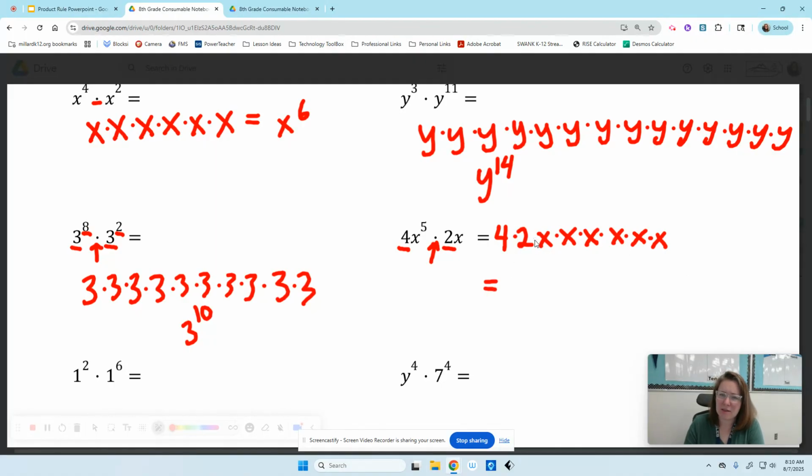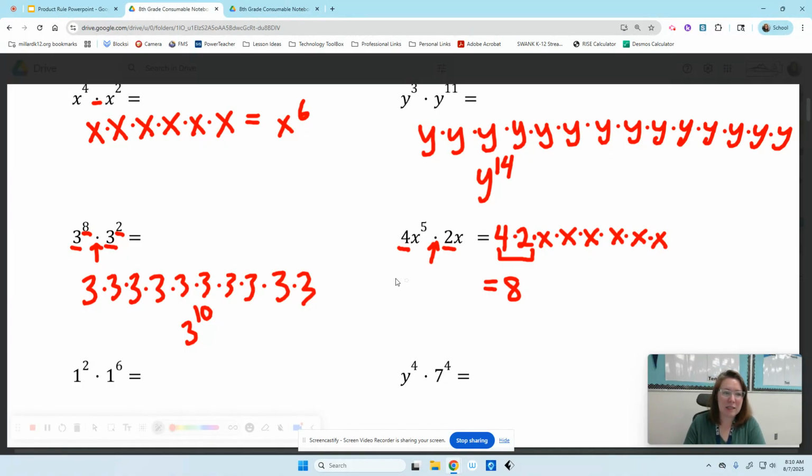Here it just says 4 and then blank and then 2 and then blank and then x. Whenever a number and a letter are squished together, it means multiply. So I can go write that multiplication symbol right there. 4 times 2 is 8. I multiply those because they did not have an exponent.